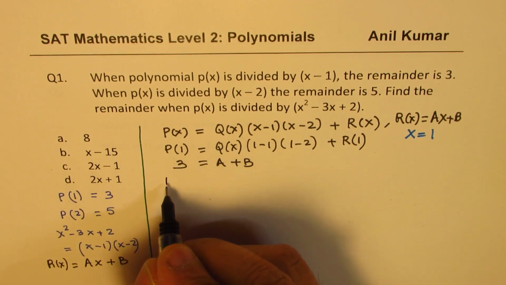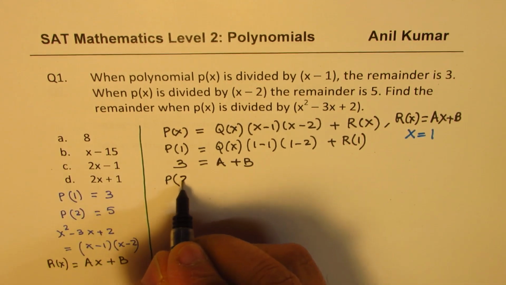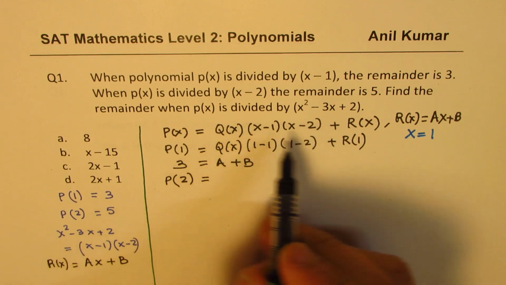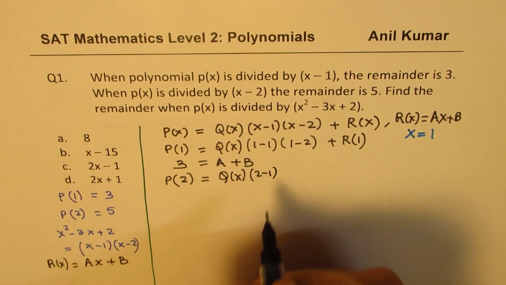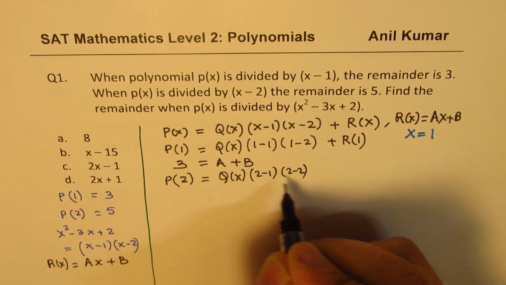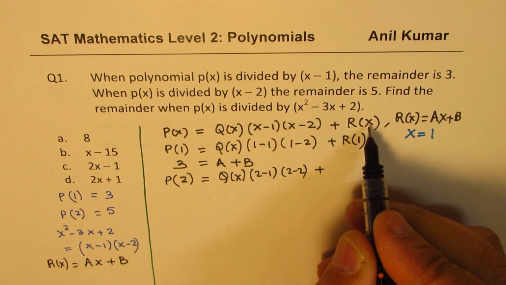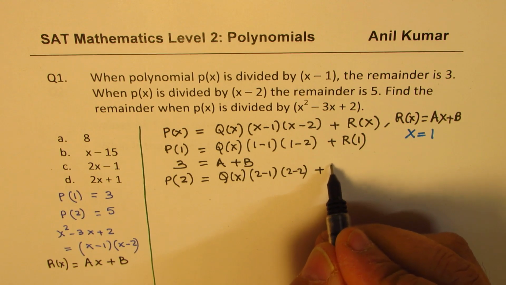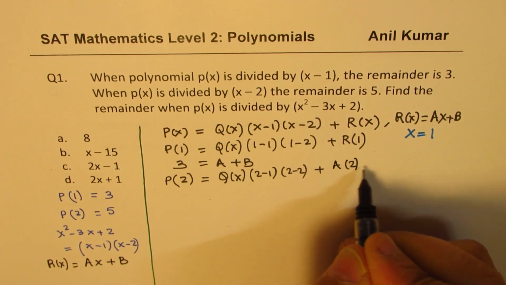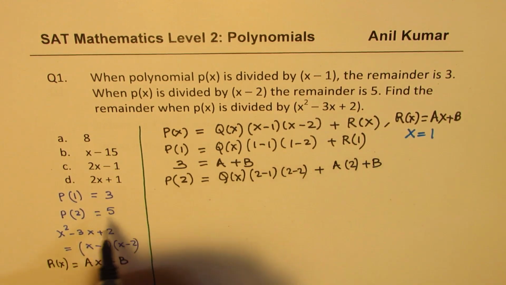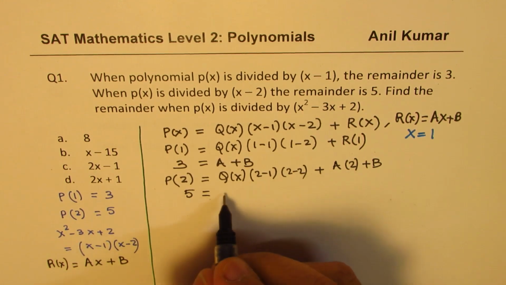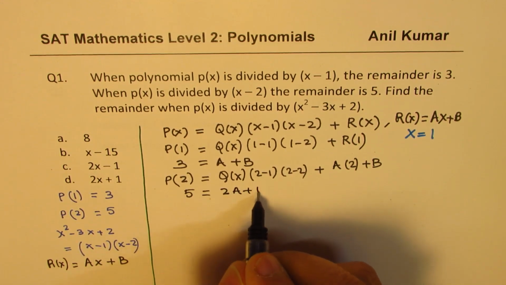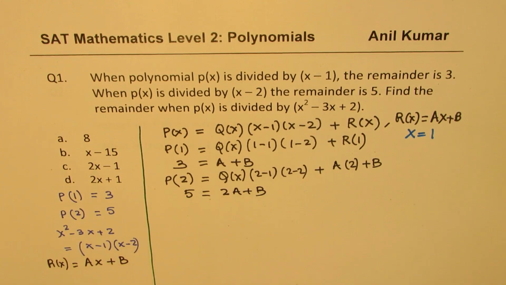Now I think you got the trick. If I now substitute 2, I will get 0 here, because in q of x I get 2 minus 1 times 2 minus 2. Now 2 minus 2 is 0. And when I substitute 2 here, let me write down a times 2 plus b, right? So now p of 2 is 5. So I get another equation which is 5 equals 2a plus b. You get an idea, right? So that is the way to solve such a question.